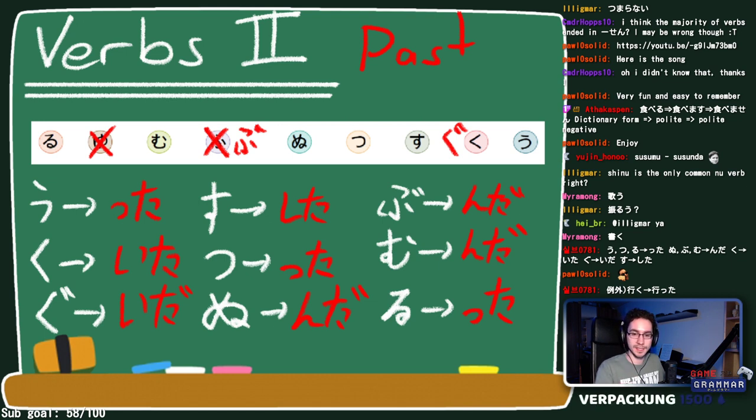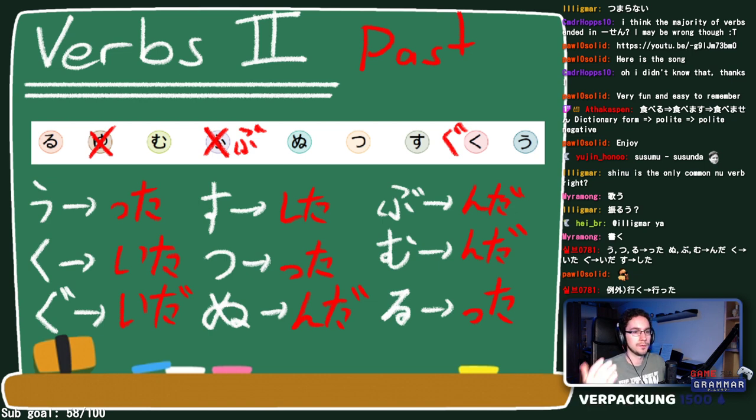Iku, itta. Yeah, exactly. So Shiruba brings up a good point. We'll look at that in a bit once I have some space on the screen. Nu, shinda; bu, yonda; mu, yonda. The funny thing is that yomu, to read, and yobu, to call, will turn into the same past tense visually. So yobu becomes yonda, but yomu also becomes yonda. That's just how it is. It's a bit quirky, but that's just what'll happen.